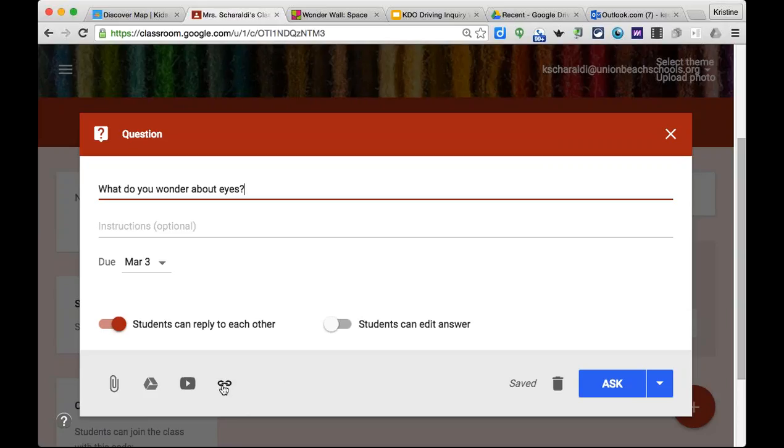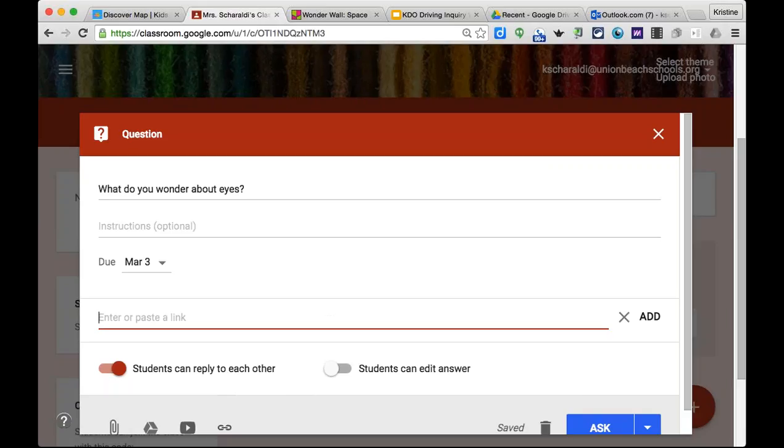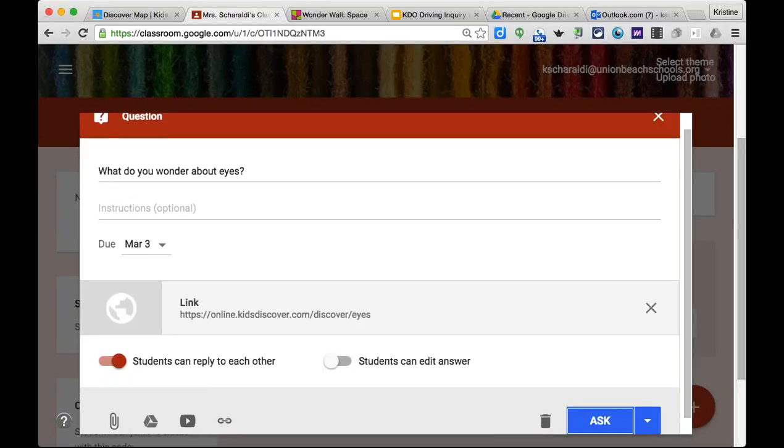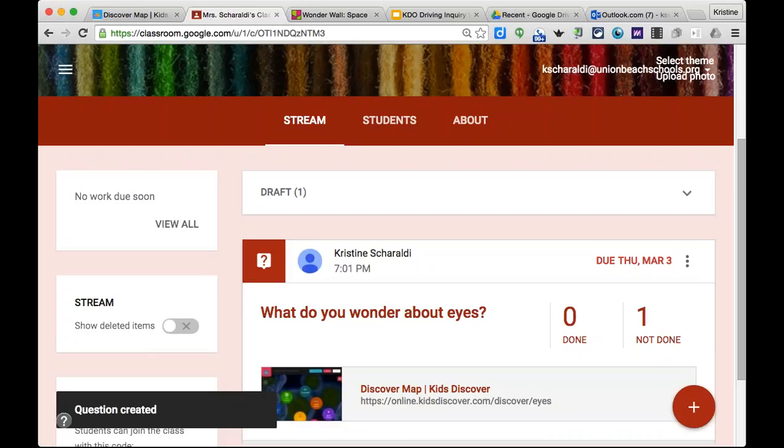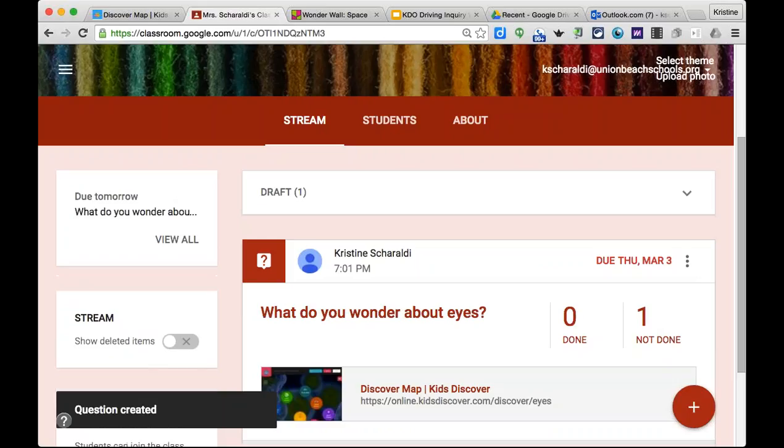On the bottom of the question window is an icon for the link. I'm going to click on that, and since I already have it copied, I'm just going to be able to paste the link here. Next, I will add that to my question. And then in order to post it for my students, I'm going to click on Ask. So now I have successfully posted the question, and it's ready for my students to see when they log into Google Classroom. So this is the teacher view.